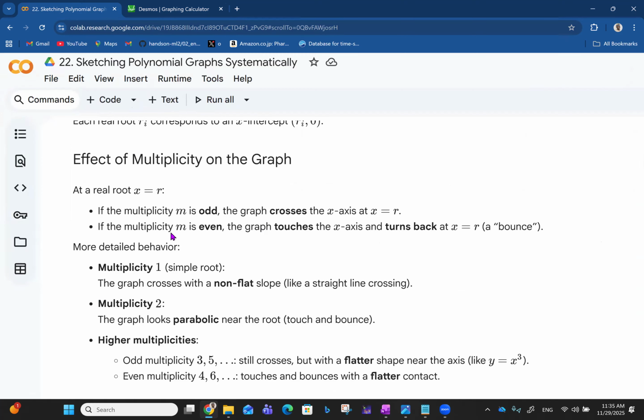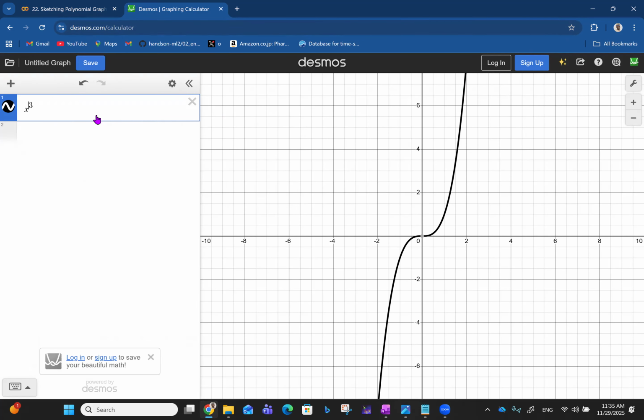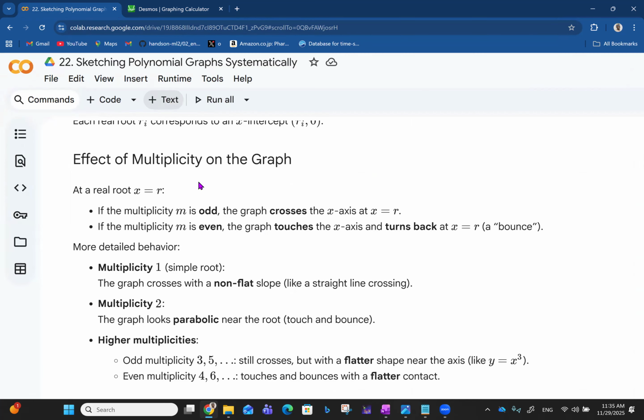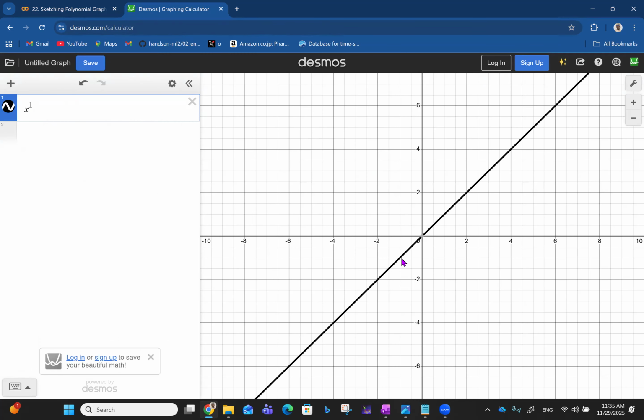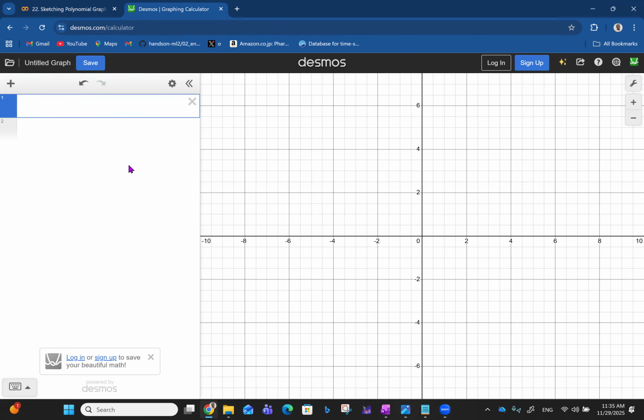And if the multiplicity m is even, the graph touches the x-axis and turns back at x equals r. Imagine instead of x cubed, we now have x squared. You see the solution is 0 twice. So it touches 0 and just bounces back instead of going to the negative side. For more detailed behavior, multiplicity 1 is just simple roots. Imagine multiplicity 1, x raised to power 1. So x is just equal to 0 or something like that. Y is equal to x. Or to make it make more sense, we have x minus 1.